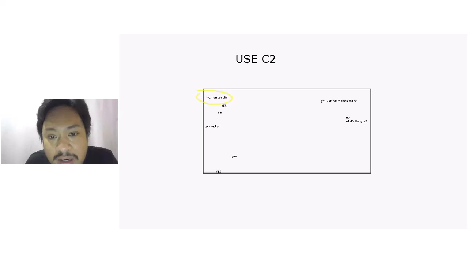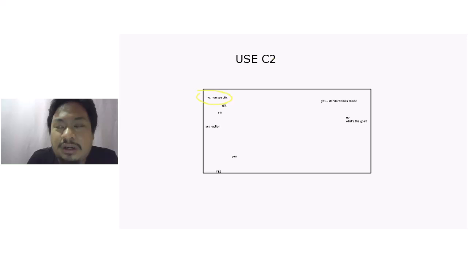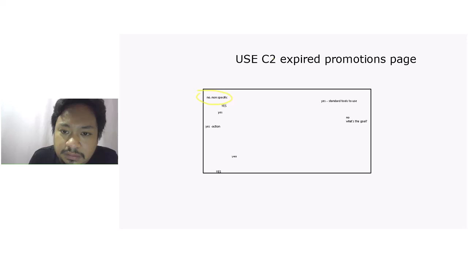So this falls under simple, use. Minsan kasi siya, utilize. Pwede naman utilize, no? Pero use is more simple. Use C2. So it's no longer tools, it's C2. Pero which specific part of C2? What specific page of C2? So I'll make this more specific. It can be use C2 expired promotions page.